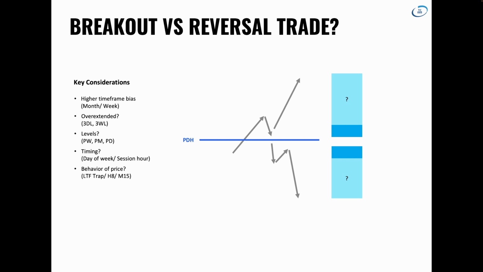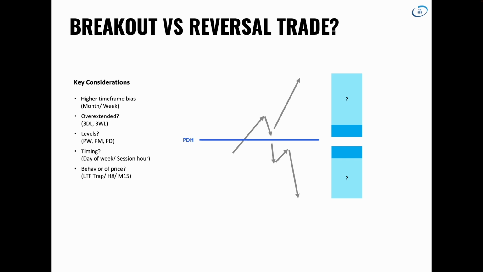Then we look at the signals if it's overextended. So do we have 3 weeks of longs or shorts, 3 days of longs or shorts, especially on the long side, of course? So are we overextended and potentially reversing here because of weak hands in the market?